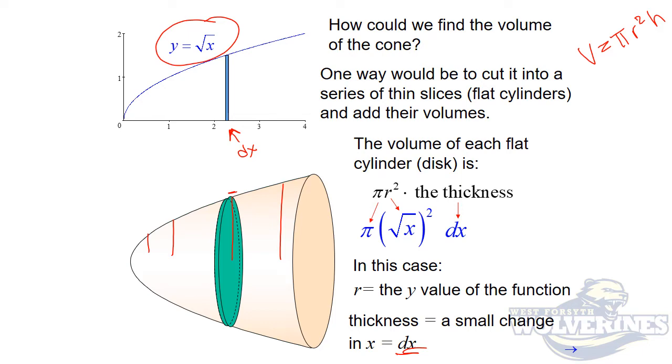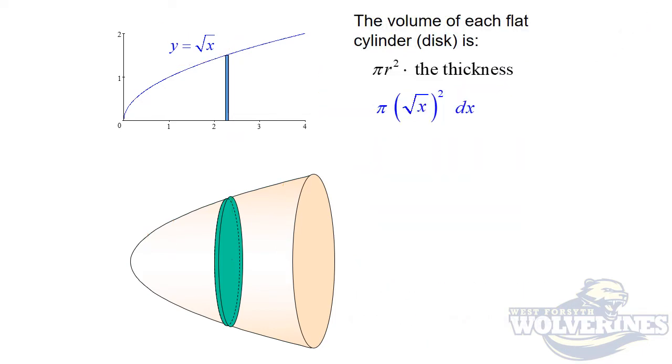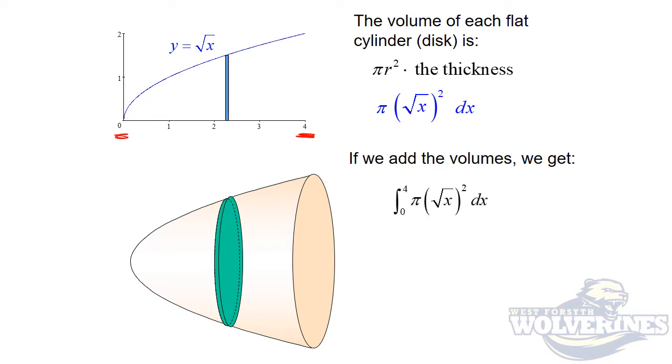Okay, so if that's the volume of these, we have a lot of those, going all the way from 0 on the left to 4 on the right. You see where I'm going with this? I have to add them all up. Remember that the reason that we have an integral sign is because it's a long skinny s. The s stands for sum. We're going to add all of these up.